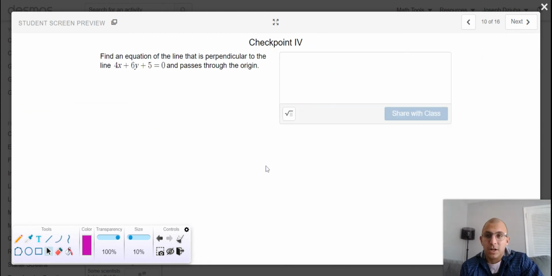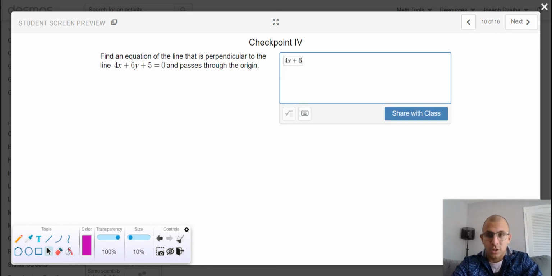With this being our final checkpoint, I shall assist you with this, and then we'll pause there as the enhancement opportunities are on our next slide. So we're going to find an equation of the line that is perpendicular to this line, 4x plus 6y plus 5 equals 0, and passes through the origin. I'll let you work out the redistribution of terms, but our equation in slope-intercept form is y equals negative 2/3 x minus 5/6. All that algebraic manipulation up here in the dome. So the slope for this is currently negative 2/3.